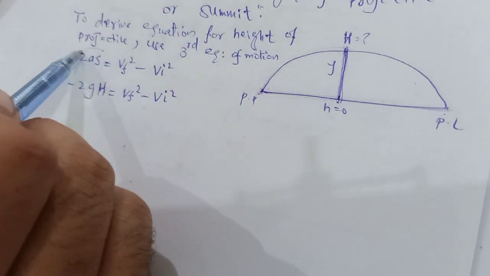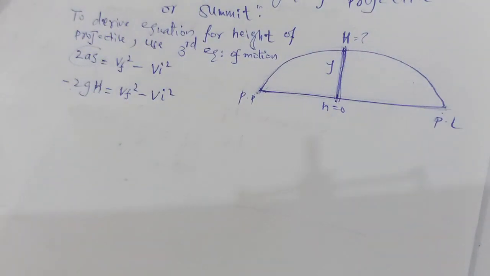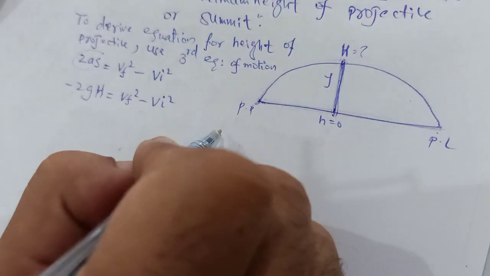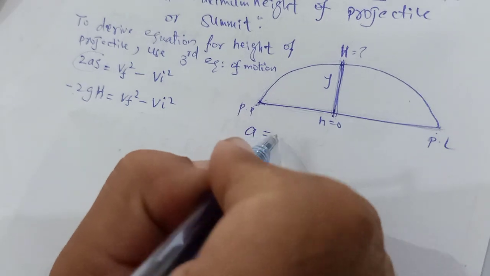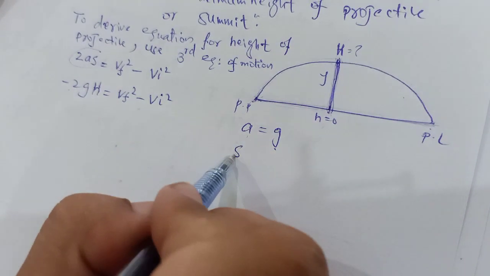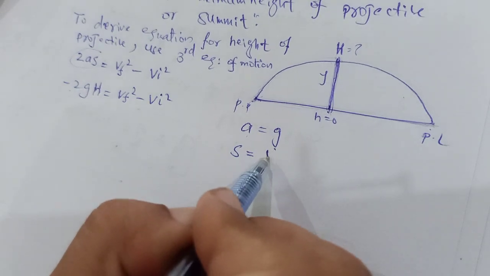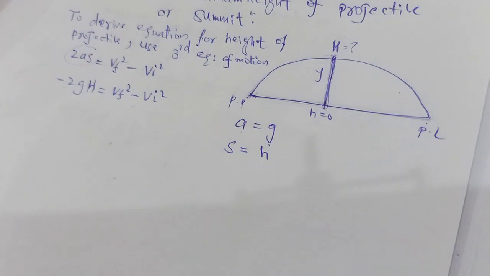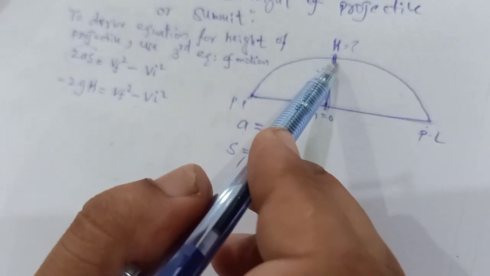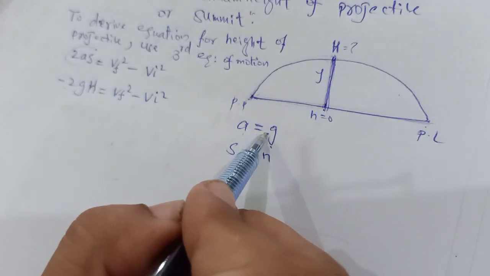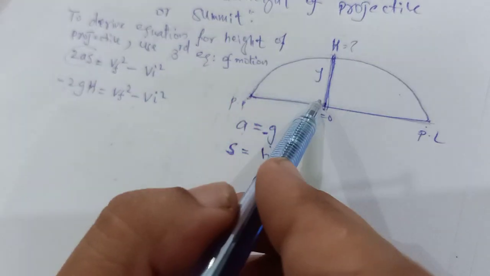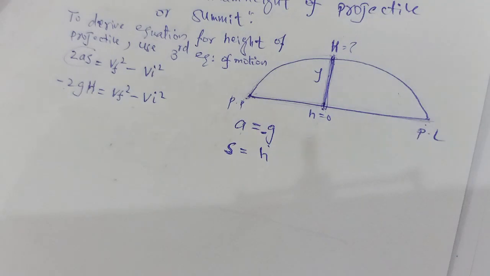Why does the 2as become -2gh? We studied earlier in this chapter that when we are doing vertical motion, acceleration will be replaced by g, gravitational acceleration, and the distance covered will be replaced by height. And here we have a special case, that is the motion is against the gravity. So a will be replaced by minus g and distance cannot be negative, so distance will be replaced by height as it is attaining certain height.